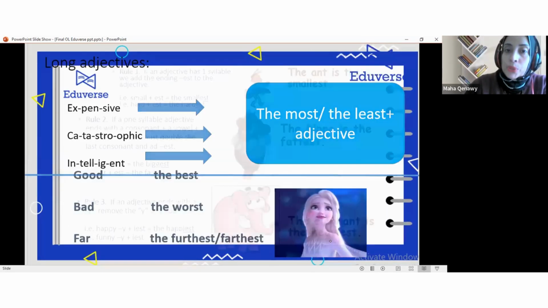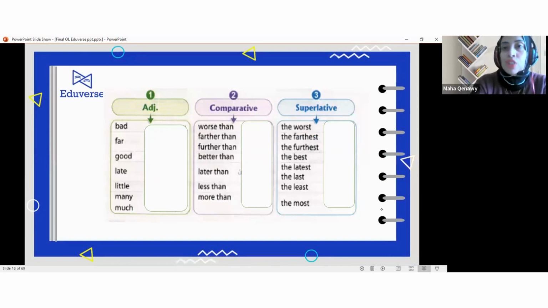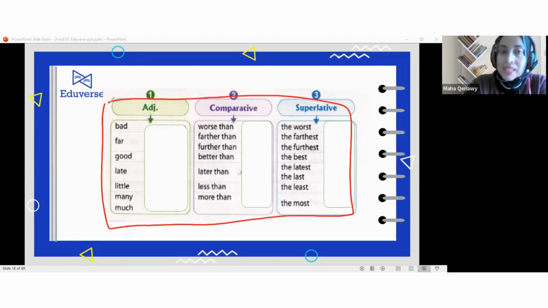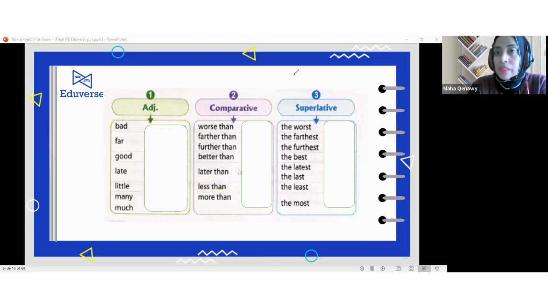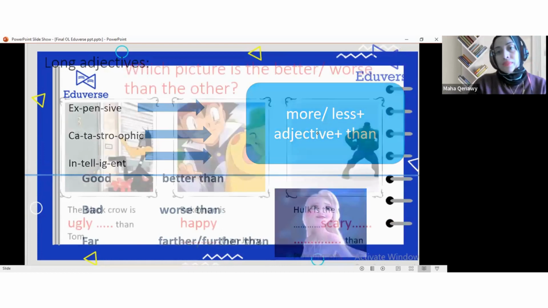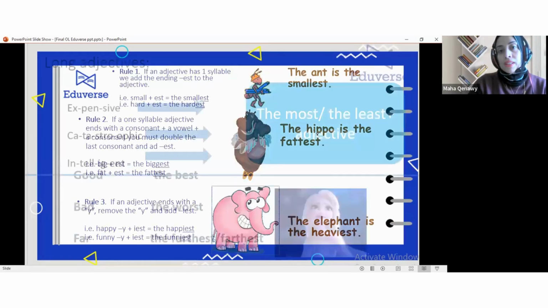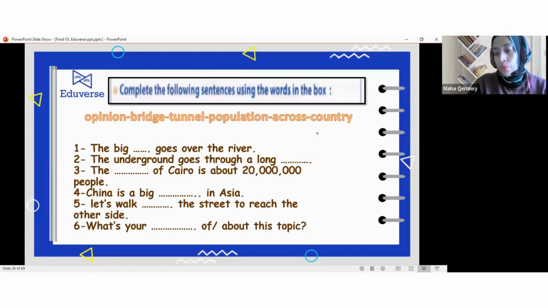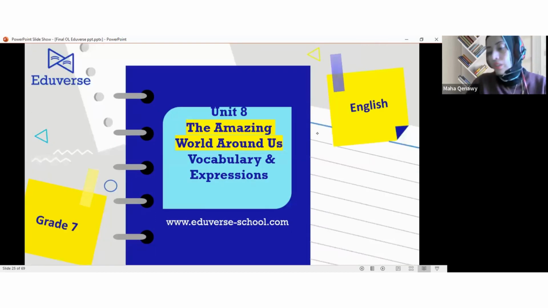Let me show you this list of adjectives. You have to remember this list: bad, far, good, late, later than, the last, little, less than, the least, much and many, more than, and the most. Remember, you have to study this list as well as the list of the irregular verbs of the past.